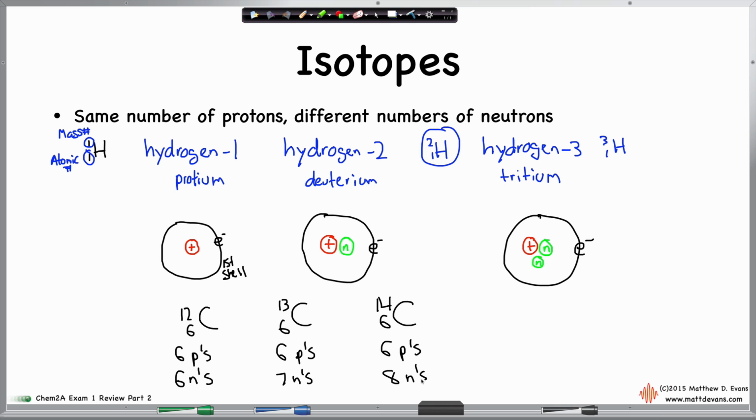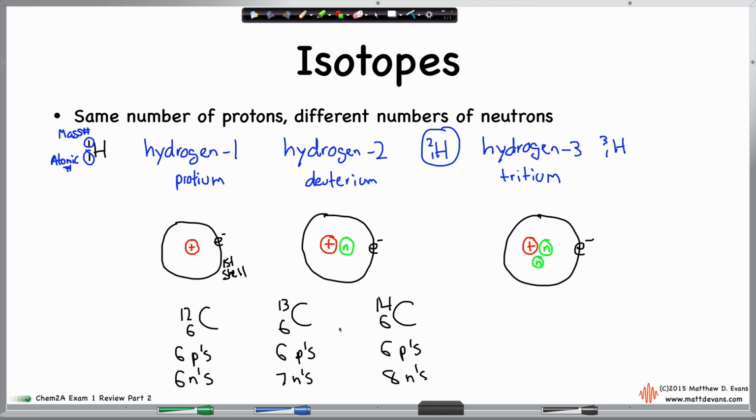So every element in the periodic table has at least one isotope, and the difference between isotopes is it's the same number of protons, but different numbers of neutrons. So I do have questions related to this, and all you have to do is figure out how many protons, neutrons, and electrons given an element. I may have you fill in the blank, that kind of stuff. It's a pretty simple question as long as you understand how to do this.